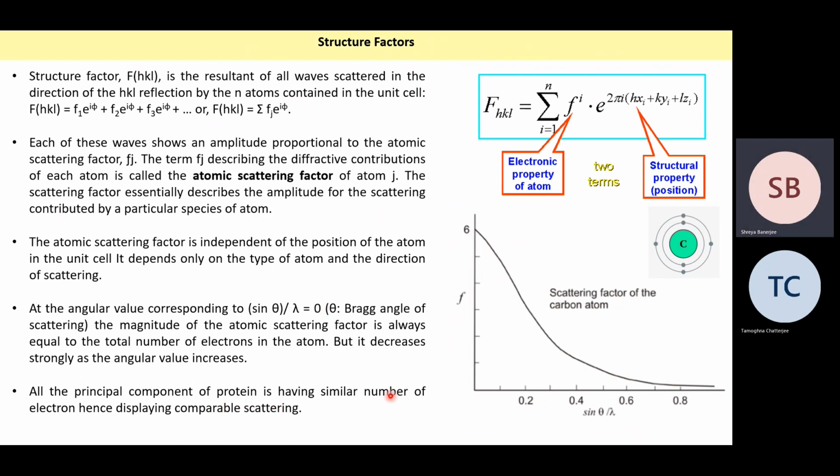Generally, in proteins, you have the same common atoms, which are carbon, nitrogen, oxygen, and hydrogen. So the f will be the same for each type of atom. So there is a similarity in the diffraction pattern in proteins.